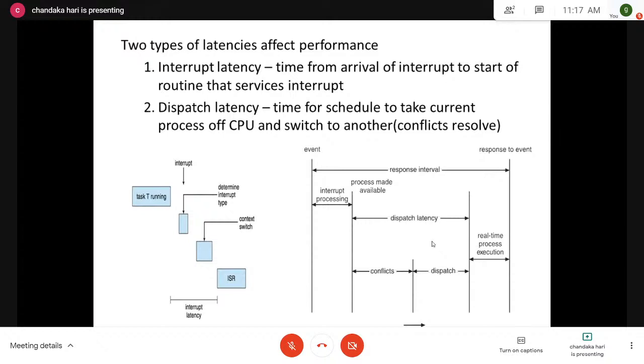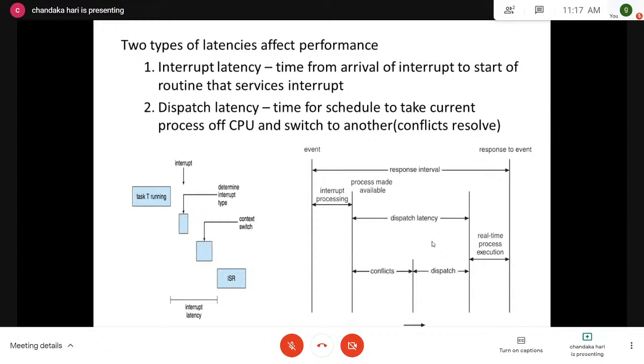What is an interrupt? An interrupt is a signal received by the microprocessor indicating that an external IO device wants to communicate with the CPU.